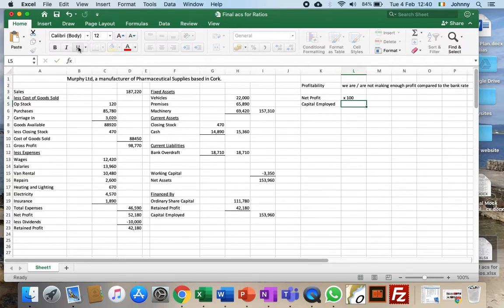Again, when we're doing this, we're looking for a figure of a minimum of, let's say, 8%. 2% is what I would have got in the bank, but 8% compensates me for the risks that I'm taking putting money into the business, because it's not guaranteed. So that's the first question that we've asked ourselves about profitability: are we making enough profit?